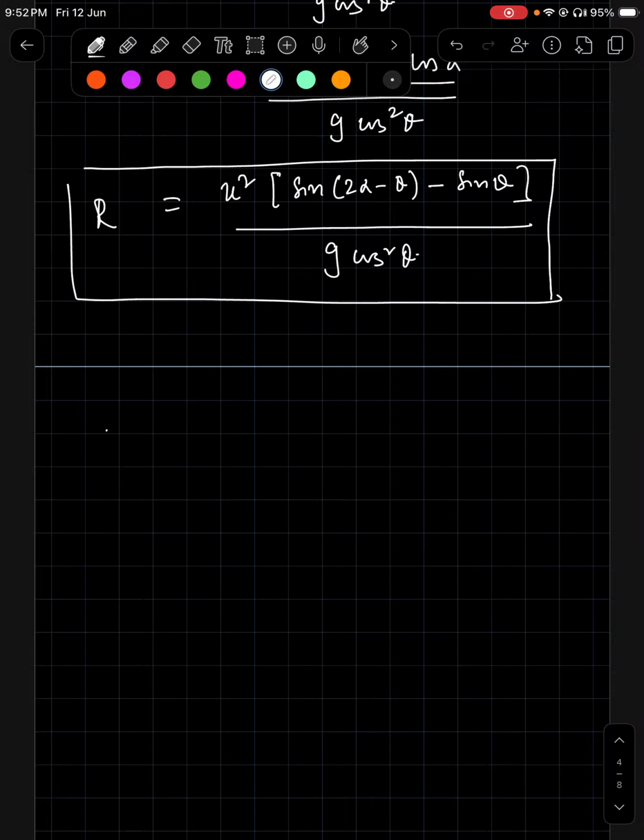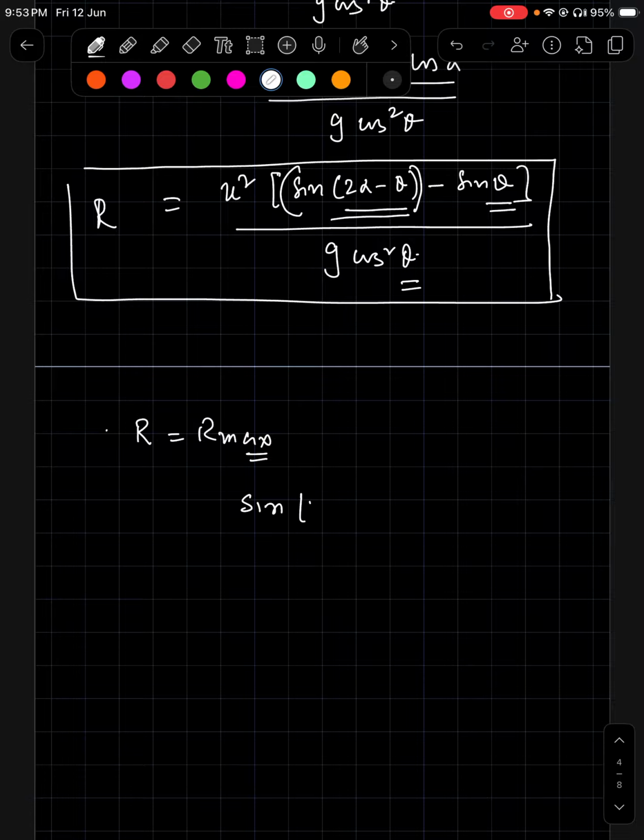So the maximum value becomes R max. It is easy to see that theta, the angle of inclination, is fixed. So only one thing can be varied, because all the things depend on the value of alpha, the angle of projection.